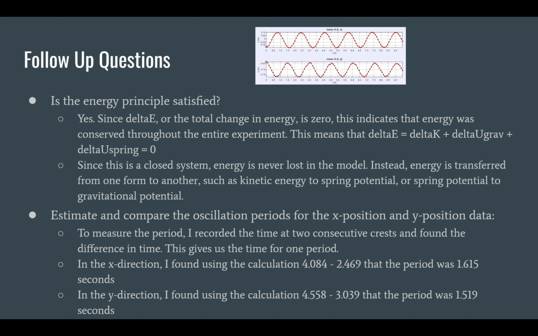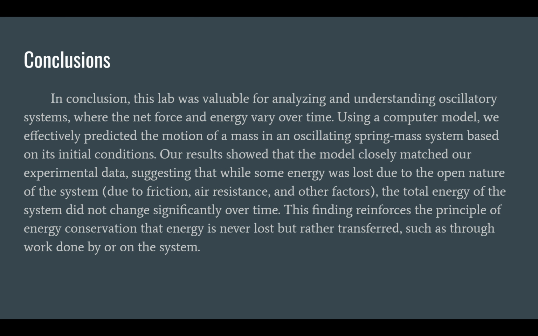Using our information, we can compare the oscillation and derive the oscillation periods for the x position and y position data. To do this, I recorded the time at 2 consecutive crests and found the difference in time, which will give us one period. In the x direction, I found the period to be 1.6 seconds. In the y direction, I found it to be 1.5 seconds.